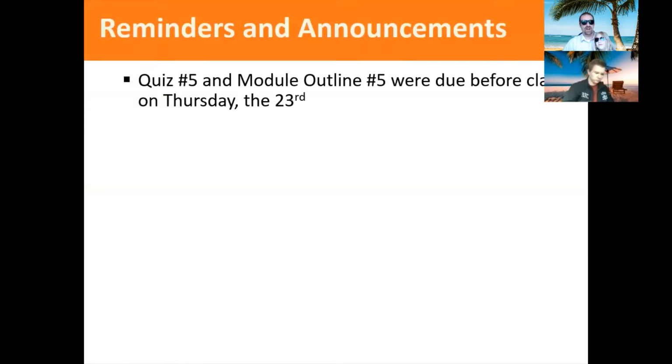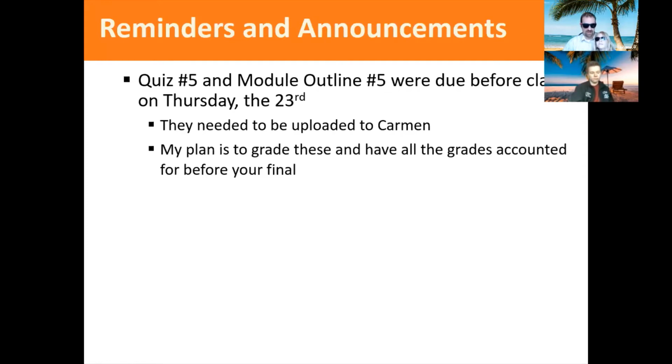All right, so first off, the quiz and module outline number 5 were due before class today. Seems like we were in good shape there. Got them uploaded to Carmen. Seemed like Carmen didn't cause too many problems. So looking forward to looking at those. My plan is to have everything graded, including these, before your final. So I'll try to do the best I can to make that happen so that you know how many points you need to get if you're shooting for a certain grade on that final. You do the calculations of what you need to get in order to reach the threshold.